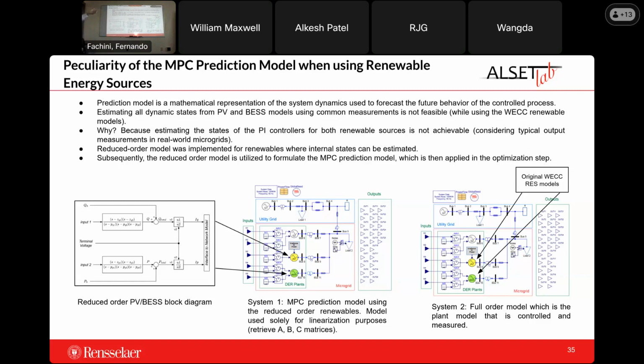So in order to implement a prediction model, what I had to do was develop a reduced order model for the renewables, where the internal states can be estimated, taking into consideration the typical output measurements of real microgrid systems. And subsequently, the reduced order model is utilized to formulate the MPC prediction model, which is then applied to the optimization stage. So what I've actually done is I developed 2 models. System 1 is the one that has the reduced order PV and battery energy storage components. And this model is used solely for the linearization purpose. So I used the simplified model to generate the linearized version that I use for the MPC optimization. And then I use this MPC framework on the full order model, which has the plant models that is controlled and is being measured. This one uses the original WECC models.